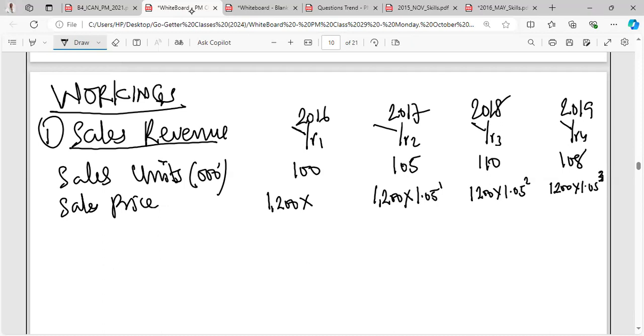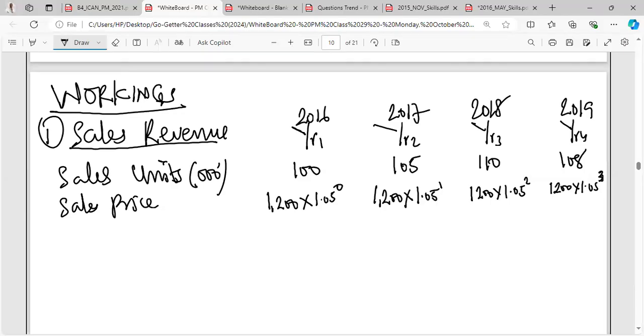What does that tell you? That I can still put 1.05 raised to power 0. When you say raised to power 0, anything raised to power 0 is 1. 1 times 1,200 will still give us the 1,200. So that means because I have raised to power 0 here, no inflation. This is where the inflation starts, the first year of inflation. So this is 0 inflation, first year of inflation, second year, and third year. So that's our selling price.